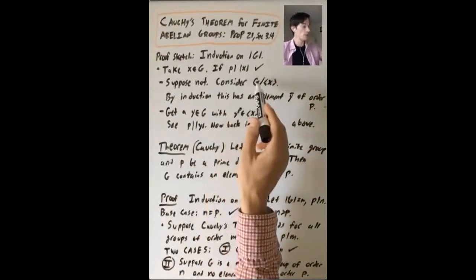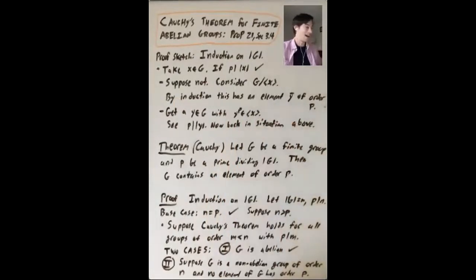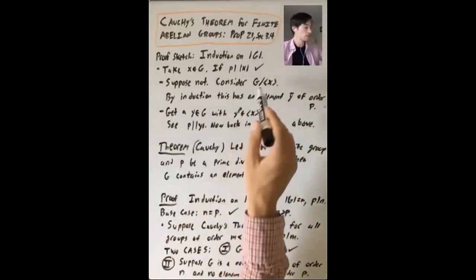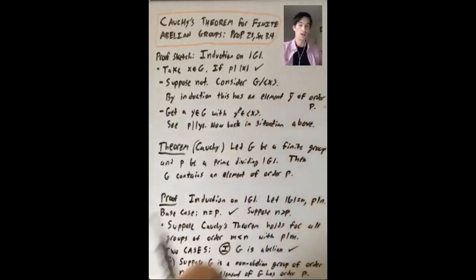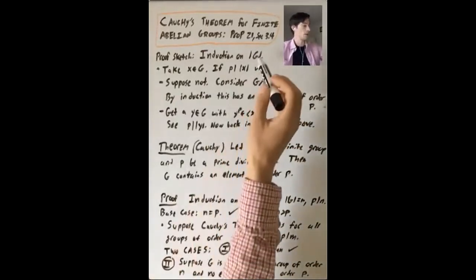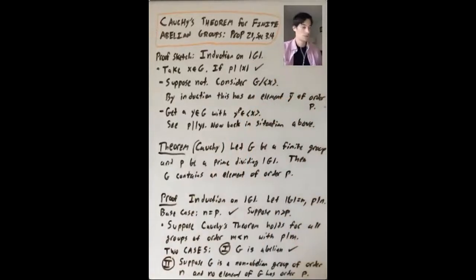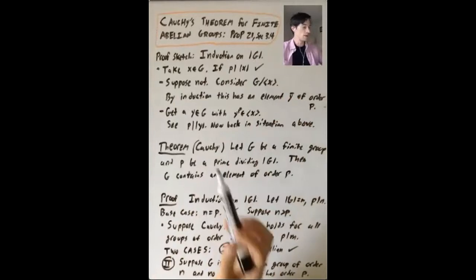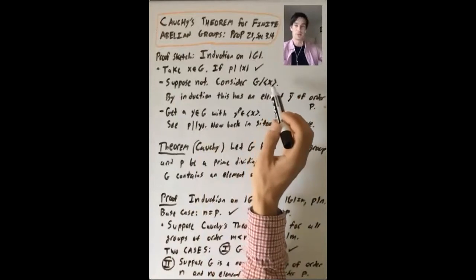We consider the quotient of G by the normal subgroup generated by X. This is a cyclic subgroup generated by X. It's automatically normal because G is abelian. The main idea is that this group has order smaller than the order of G. Our induction hypothesis was that we're going to assume that Cauchy's theorem holds for all groups of size less than G. And this is one of them. So P still divides the order of this group. So by induction, there's an element y bar of order P in this quotient.